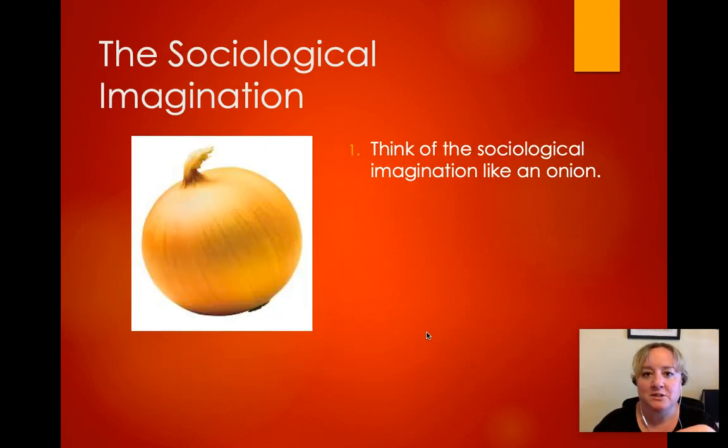I want you to think of the sociological imagination like an onion. When you start to peel an onion, you get a lot of layers. And maybe you cry and you have that problem too, but once you start to peel back an onion, you get a lot of layers. The same thing we're asking you to do when you think about society, to get past that surface layer, and start to peel it back and see what makes people behave the way they do, what has led to this moment in their life.